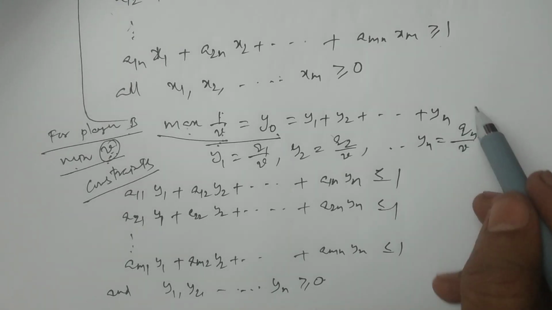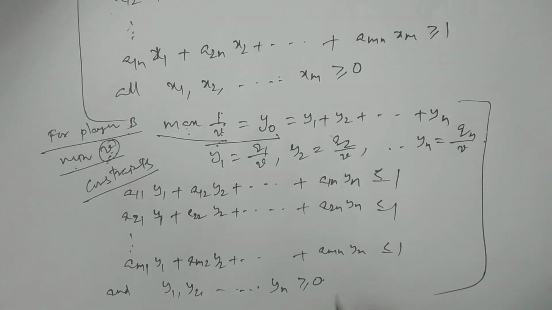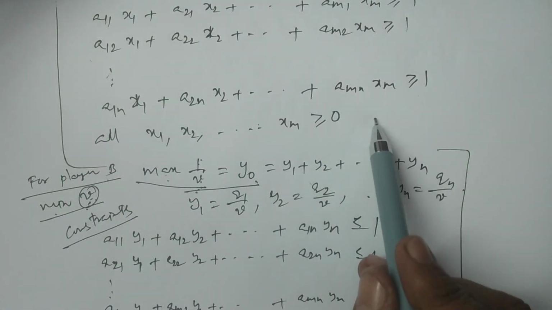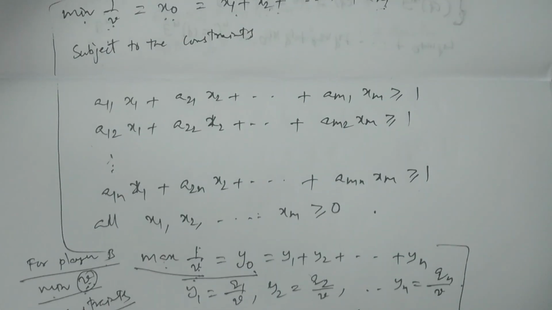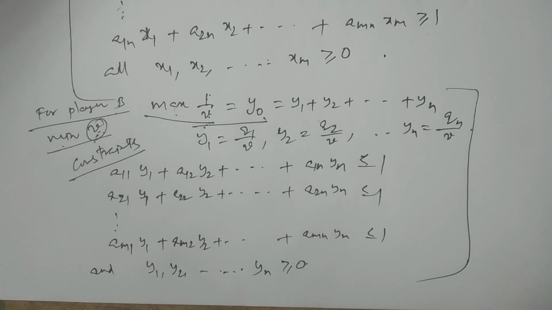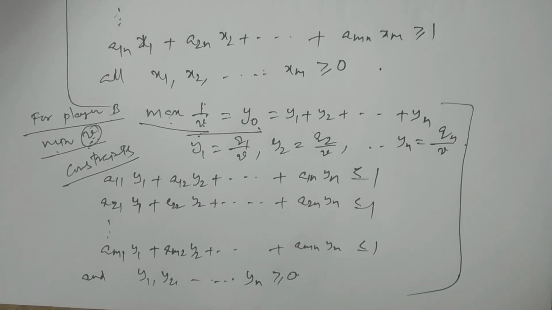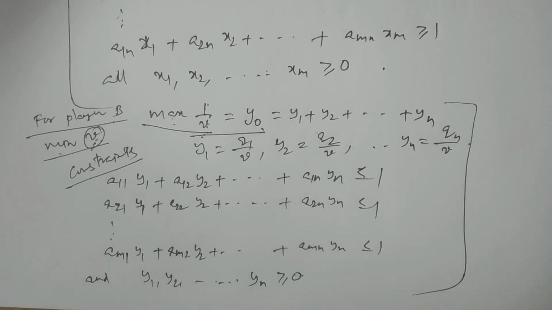So this is the linear programming problem for player B, and this is the linear programming problem for player A. Hope you understand. This is the relation between a game problem and a linear programming problem, a conversion. This is the discussion of game to linear programming problem.